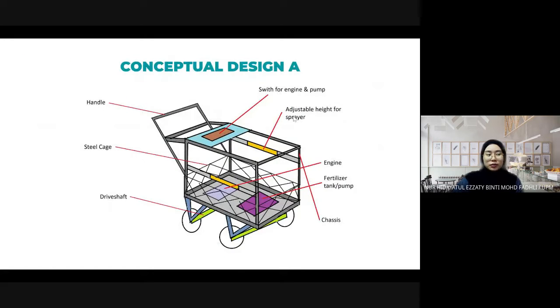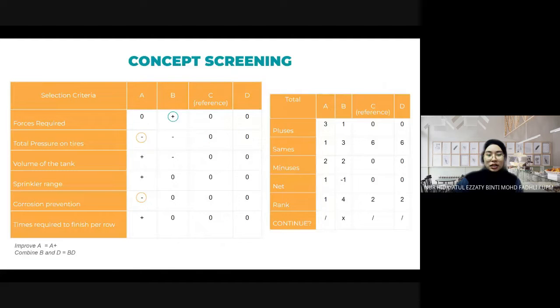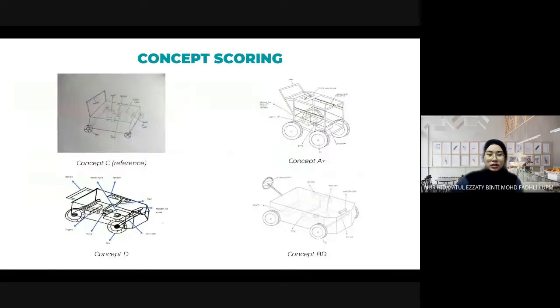So we have come out with 4 conceptual designs, which is design A, design B, C, and D. So we further evaluated it in the concept screening. So we decided for design C, D, improved A, and also the combination of design B and D to move to the next evaluation. So these are the next candidates for the design, which is the concept C as the reference, A plus, D, and BD.